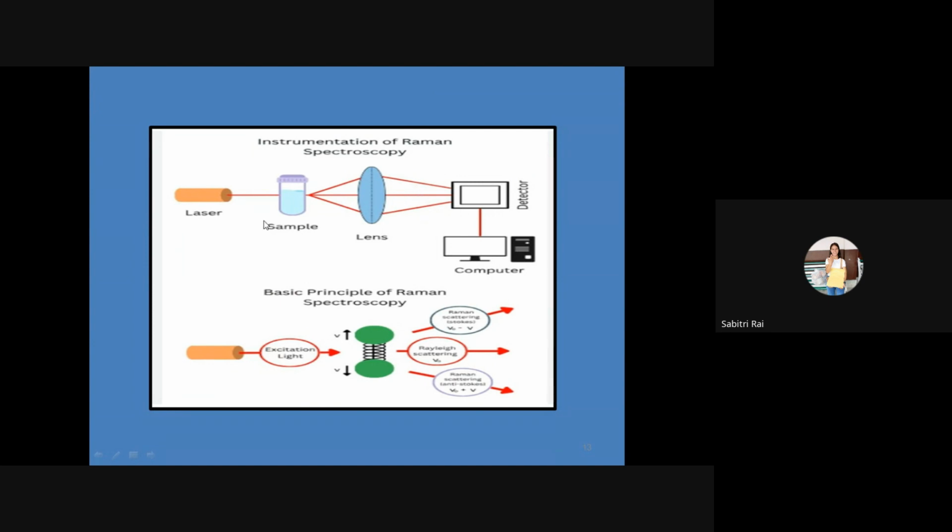The laser beam of 780 nm was focused on the sample using an objective lens. Then the scattered radiation from the surface of the sample will be directed towards the imaging spectrometer through a collection lens, which is not shown here. Then the Raman spectra were recorded by a charge-coupled device detector.